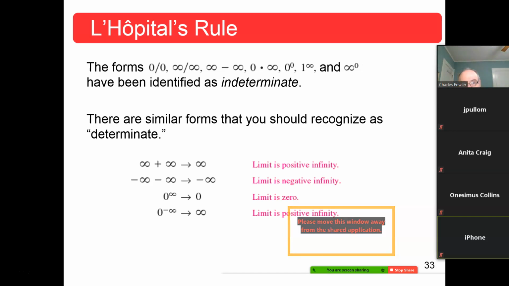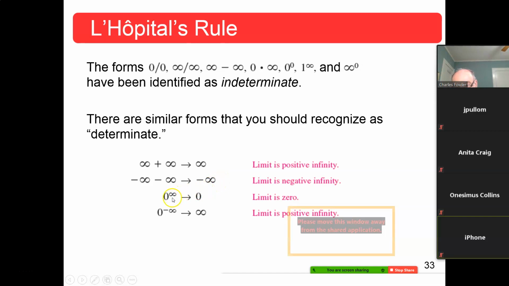There are similar forms you should recognize as determinate, okay? If you got the difference of two infinities, at least that has a hope of going to some finite number. If you have a sum of two infinities, no way. That's just going to get bigger and bigger and bigger. The limit is positive infinity. To me, the limit doesn't exist, okay? It keeps getting bigger. Or if you have minus infinity, no way that's going to be approaching anything finite, so again, the limit will not exist.